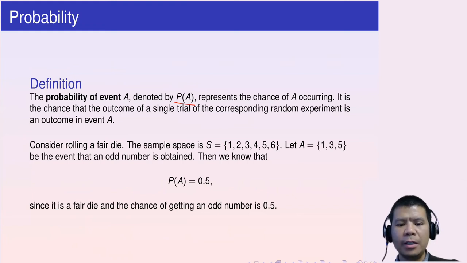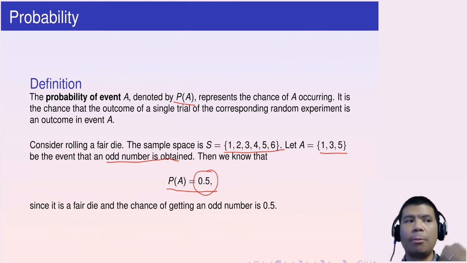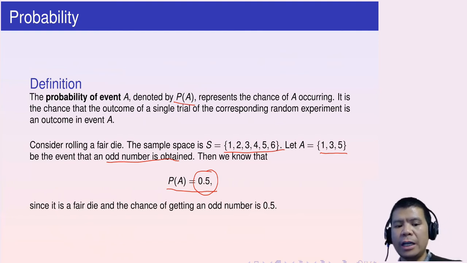Now let's consider this. Consider rolling a fair die. The sample space is 1, 2, 3, 4, 5, 6. A is the subset 1, 3, 5. It's the event that an odd number is obtained. So what is the probability? The probability of A is the chance that A occurs, the chance of getting an odd number, right? So as we know, it is 0.5. That is what we mean by the probability of an event. Now probability of A is the probability of getting an odd number, and as we know, this is 1/2. Okay, very good.